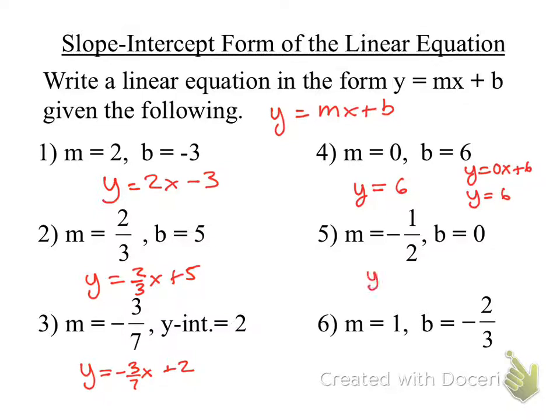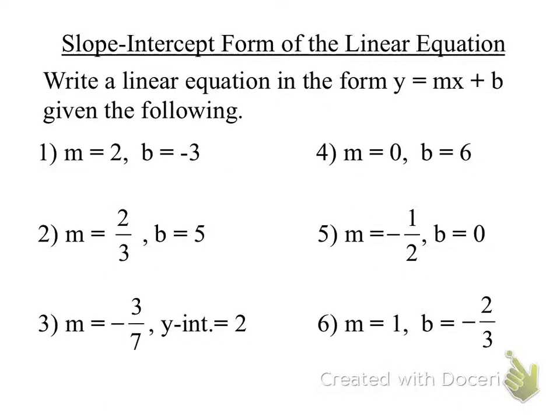Next one, number 5, Chloe. Y equals negative 1/2 x. Okay, and number 6, let's go, Jamie. Y equals x minus 2/3. Perfect. Okay, questions? Do you have to write the equation y equals mx plus b each time? No, just the slope formula. Okay, questions? Now we're ready to graph and do the real deal.